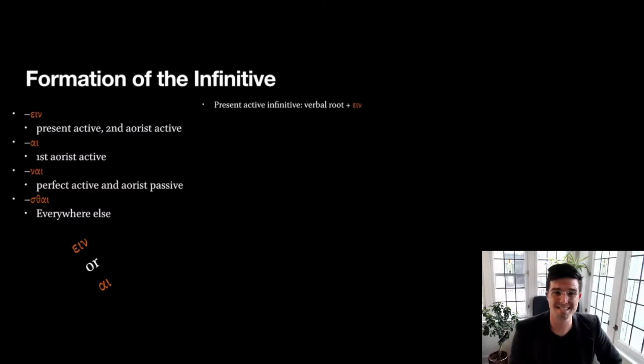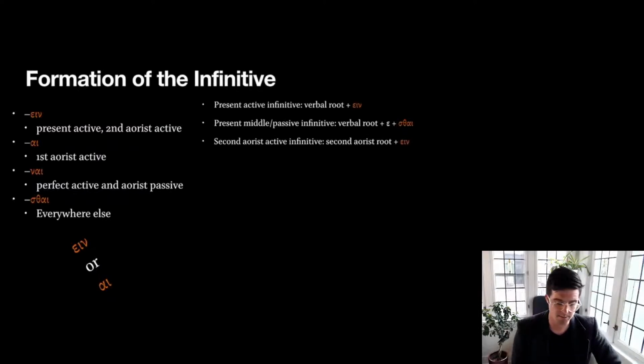So to form the present active infinitive, you're going to just take the verbal root, the present tense root, and then add this -ειν ending to it. For the present middle passive, you're going to do the same thing, take the verbal root, but add -εσθαι. So the epsilon here is technically the connecting vowel, and the -σθαι is our infinitive ending.